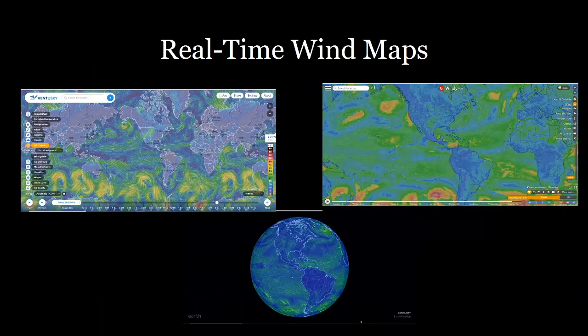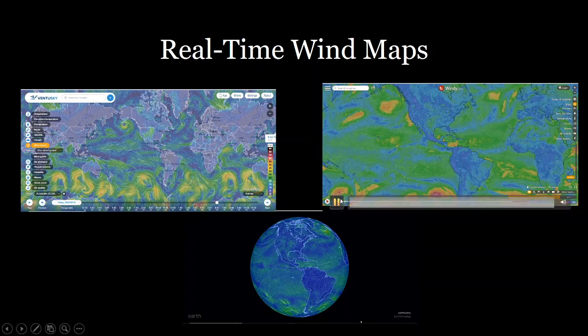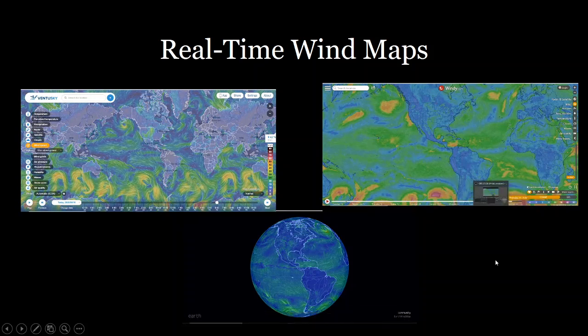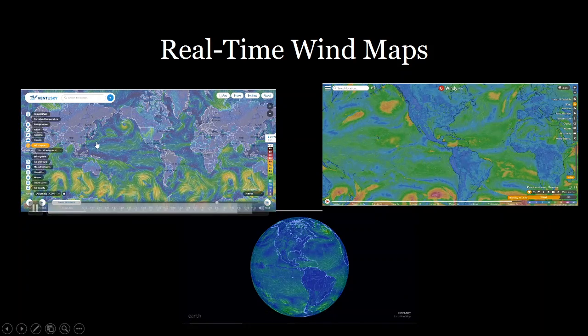So we can see this in our actual weather. These are a couple different very cool websites that show the current wind patterns throughout the globe. And you can see in here, for example, you have this convergence of air right around the equator. And that there is what we can see of the ITCZ, the Intertropical Convergence Zone, as that air converges near the equator.